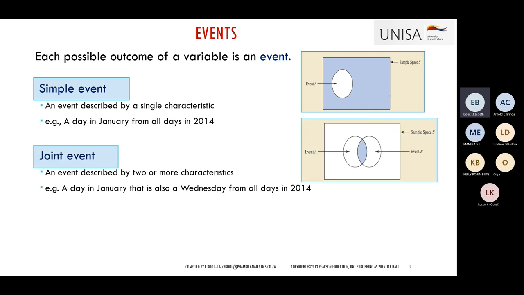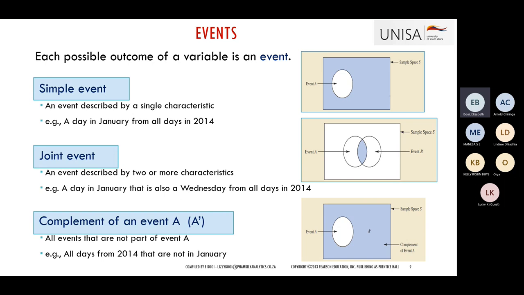A joint event is when two events happen. Tossing and rolling a die at the same time will create two joint events. And a joint event can be described by two or more characteristics. A day in January that is also on a Wednesday for all the days in 2014. So there is January and there is a weekday that I am also looking at. So there are two events.